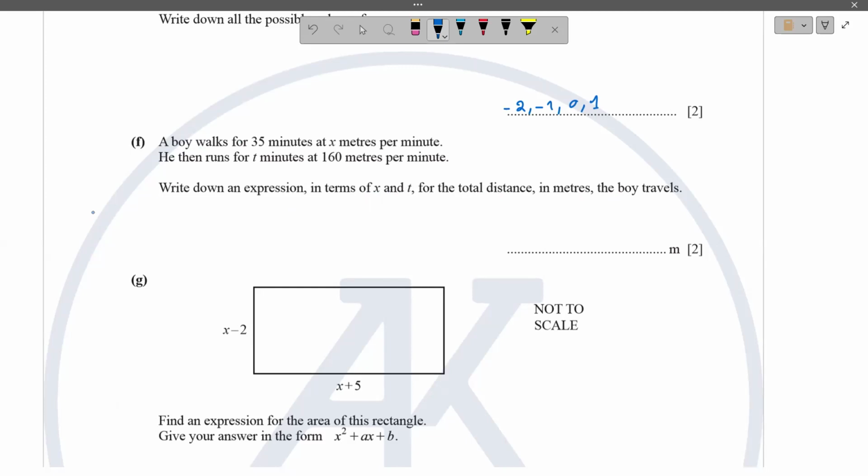Okay, for the distance, we have speed equals distance over time, so distance equals speed multiplied by time. For the first one, the distance is 35 multiplied by x. For the second one, distance is 160 multiplied by t. So the total distance will be 35x plus 160t.